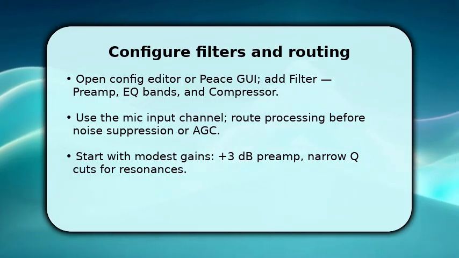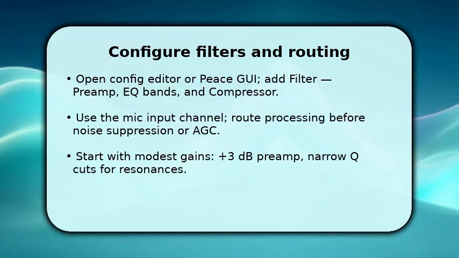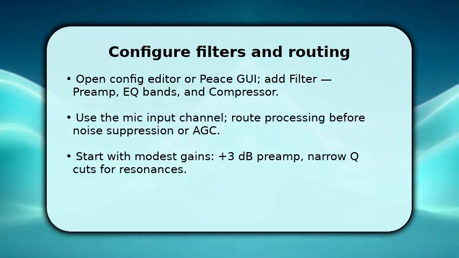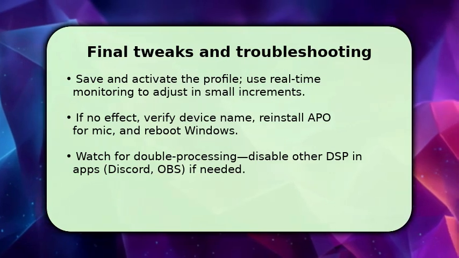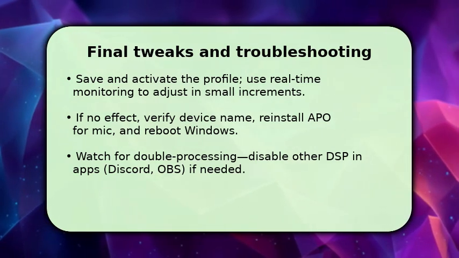Route processing so APO runs before any software-based noise suppression or automatic gain control. That preserves EQ decisions. Once done, test with voice recordings, adjusting Q and gain to keep levels clean without clipping. Finish by saving and activating your profile, then monitor live input to fine-tune.